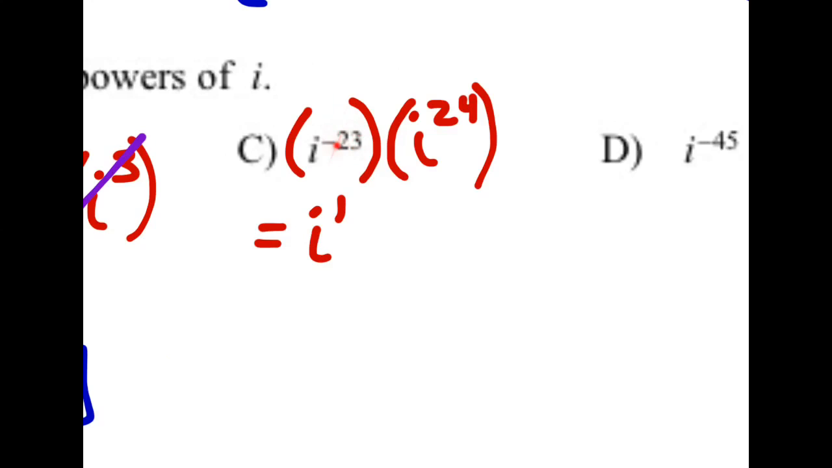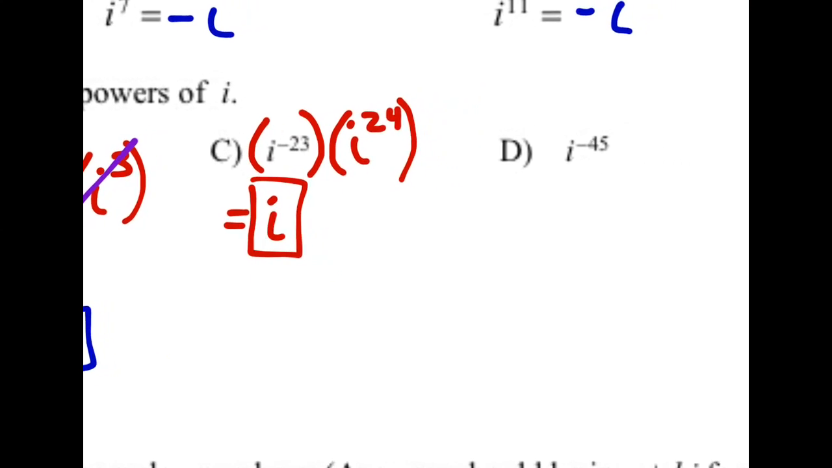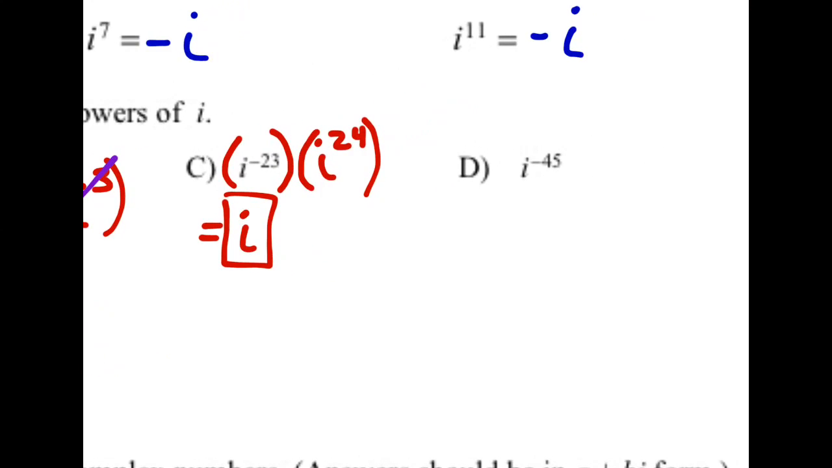Again, since you take i to the negative 23rd times i to the 24, you would add the exponents there, just using your standard principles from algebra, and that gives you i to the 1. i to the 1 is just i. And so this simplifies to i. So with negative exponents, really what you're doing is multiplying by 1.